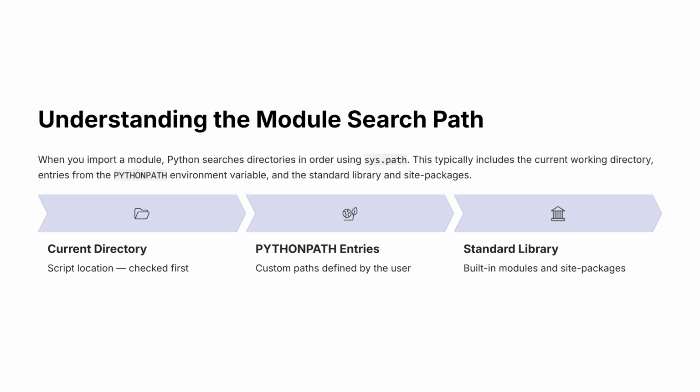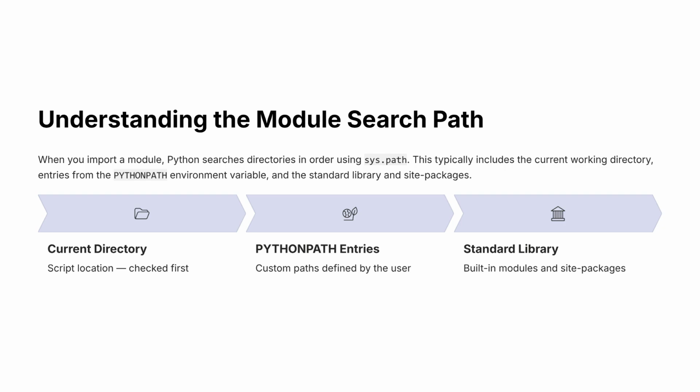Now here's something that trips up a lot of devs early on, the module search path. When you write import something, Python doesn't just magically find it. It searches through a list of directories in a specific order, and that list lives in sys.path. First, it checks the current directory, wherever your script is running from. Then it looks at PYTHONPATH, which is an environment variable where you can add your own custom paths.